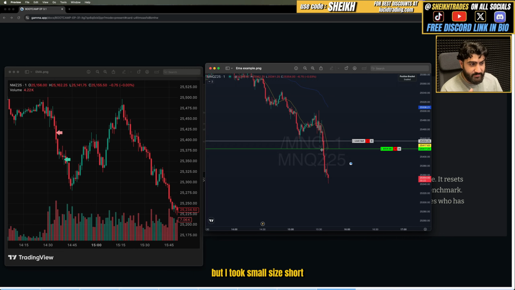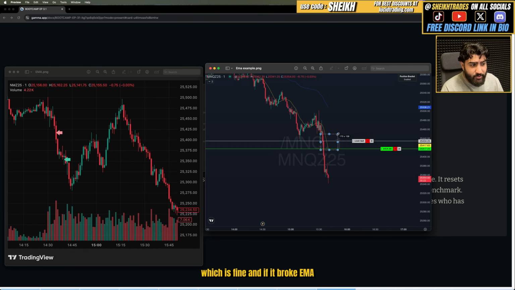But I took small size short, and you could see that I have my limit ready to take more as it comes back into the EMA. Never got back into the EMA. So in those two cases, if it came back to the EMA, I would have added more size. Perfect. I would be risking these highs here, which is fine.